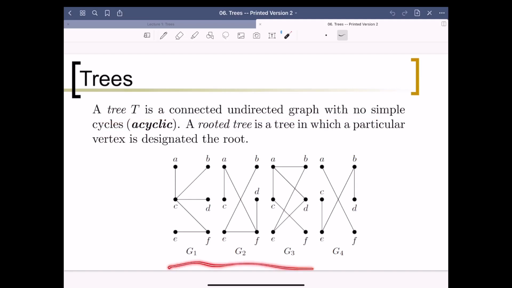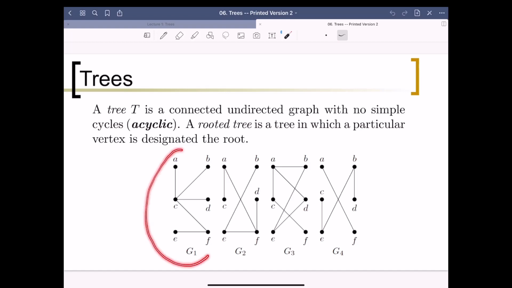Here are some examples. For example, G1. First, we need to check if G1 is connected, and if G1 has no cycle, then it is a tree. So what is the definition for connectivity? We say a graph is connected if every two vertices are connected. And we say two vertices are connected if there is a path between them.